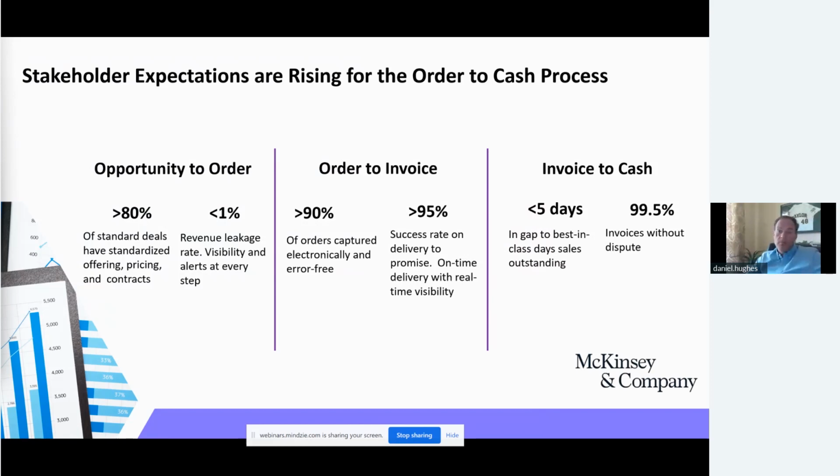And then last, really important in this new era or this new economy is being able to collect the cash and collect that cash very, very quickly. So want a less than 5-day gap in best in class for days sales outstanding, and having 99.5% or better of their invoices paid without dispute. To be able to hit these targets, revenue leakage across all of these must be identified and eliminated.